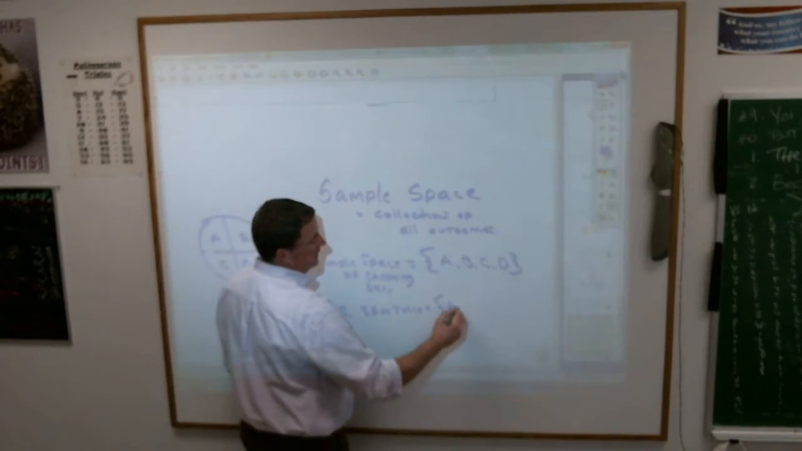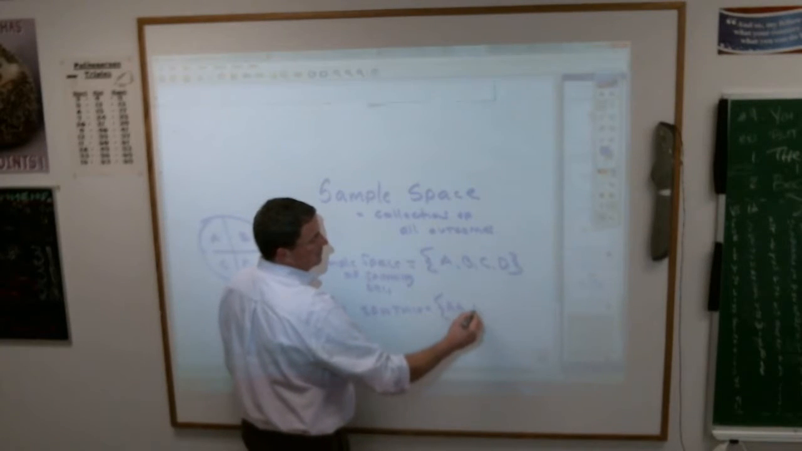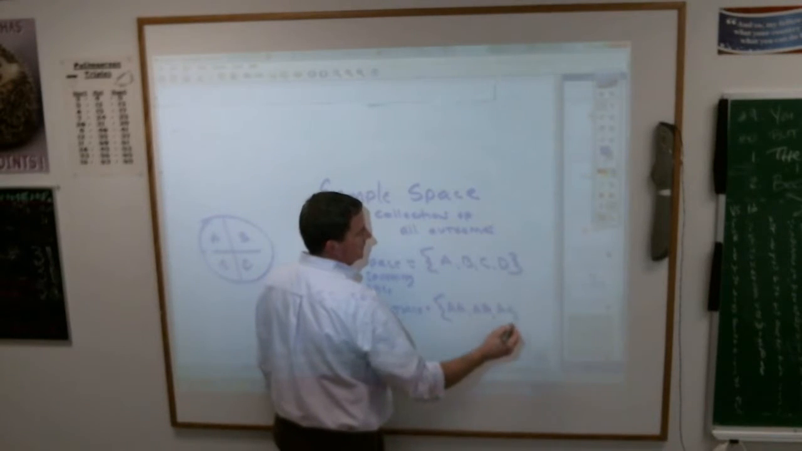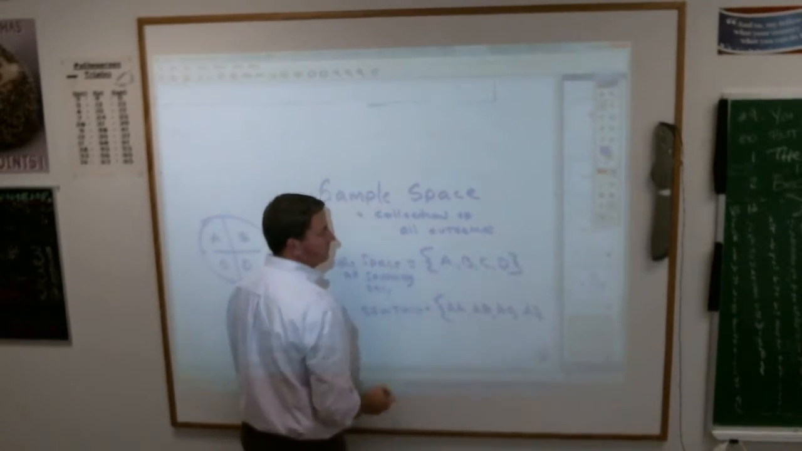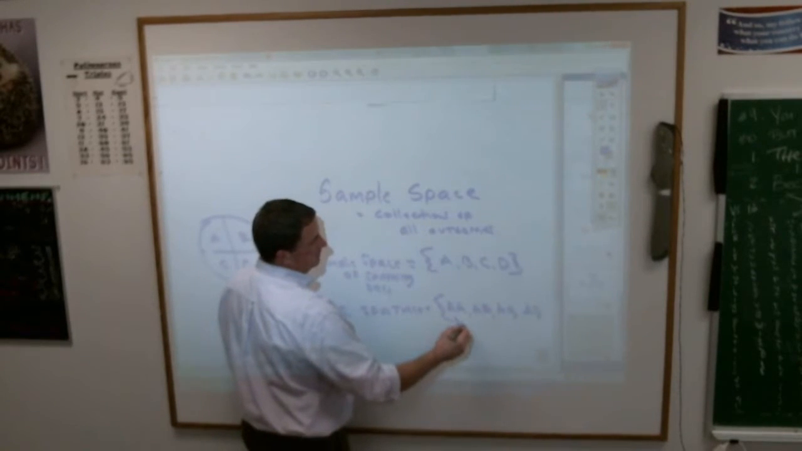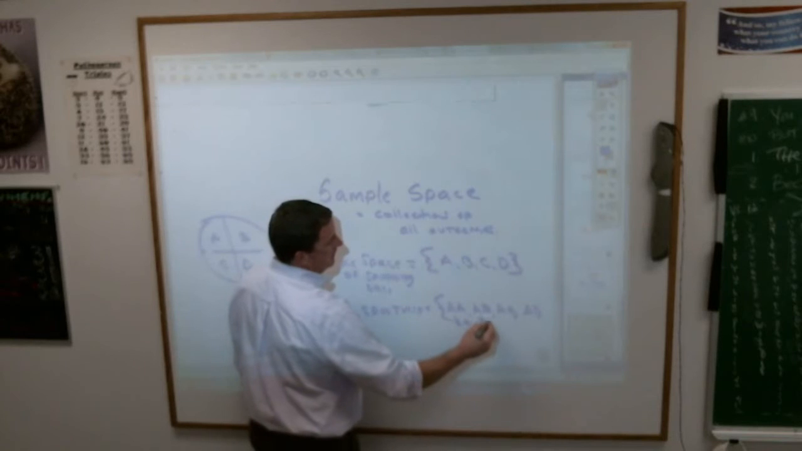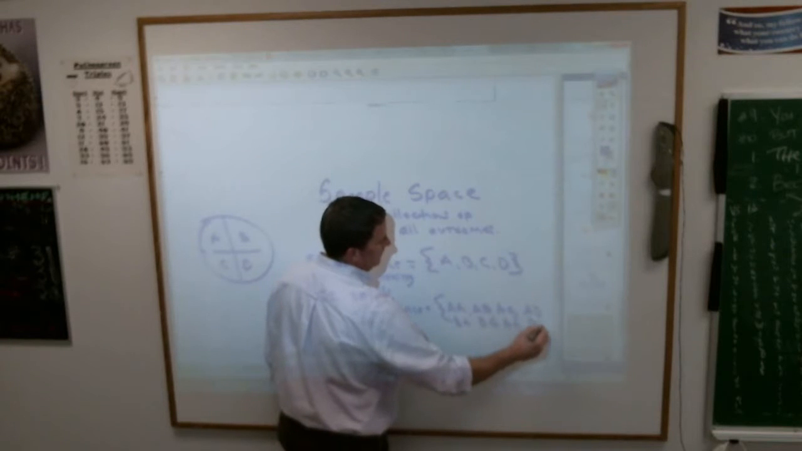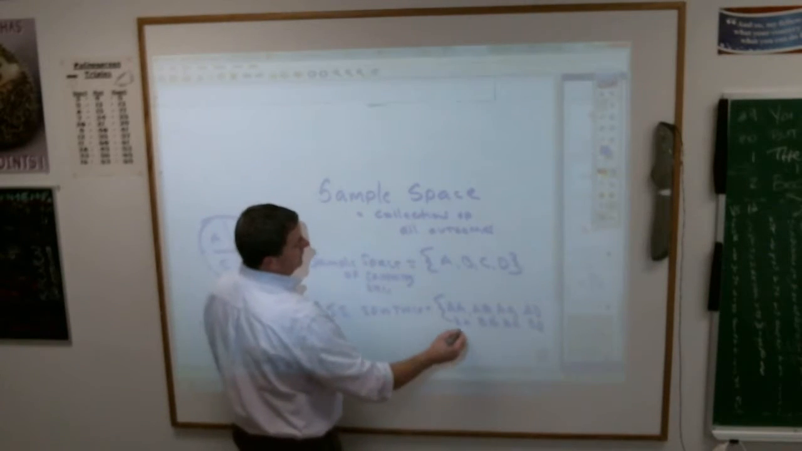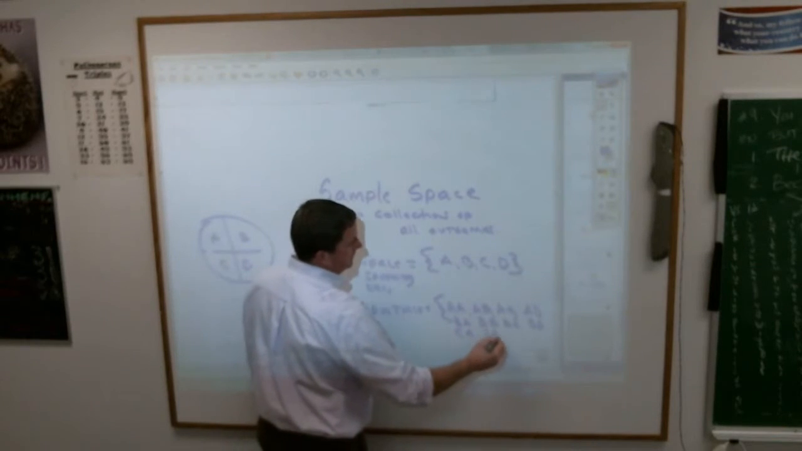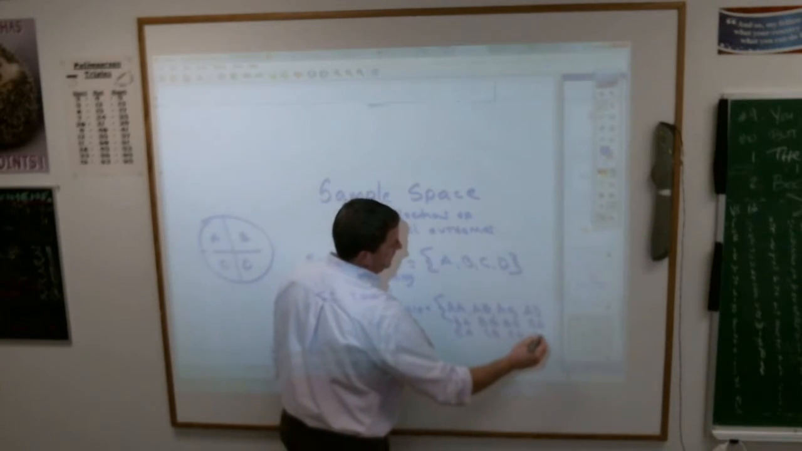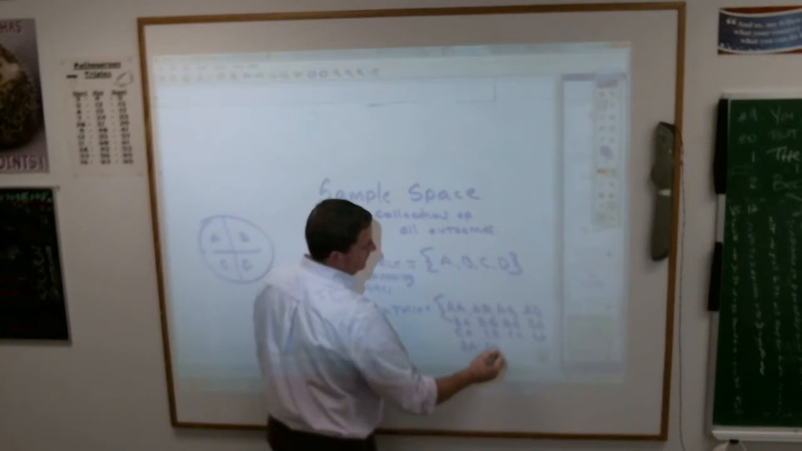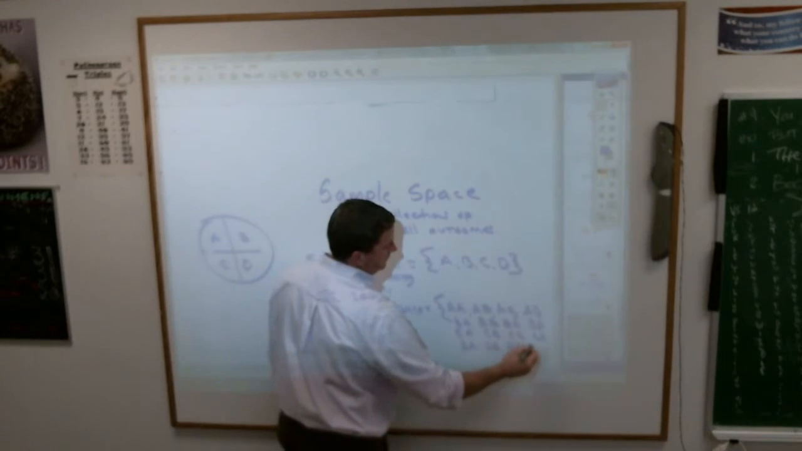You could spin an A and then another A. You could spin an A and a B. You could spin an A and a C. You could spin an A and a D. Then you could spin a B and an A, a B and a B, a B and a C, and a B and a D. Then you could spin a C and an A, CB, CC, CD, and you could spin a D and an A, DB, DC, DD.